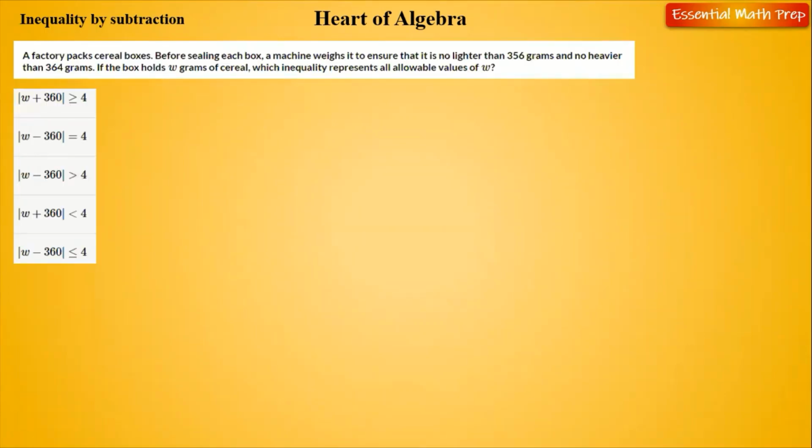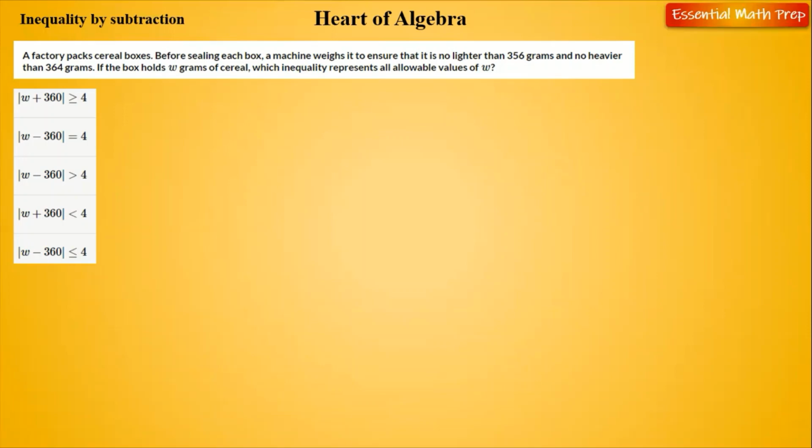A factory packs cereal boxes. Before sealing each box, a machine weighs it to ensure that it is no lighter than 356 grams and no heavier than 364 grams. If the box holds W grams of cereal, which inequality represents all allowable values of W? So think about it. The machine that weighs the box cannot accept one no lighter than 356 and no heavier than 364, right?